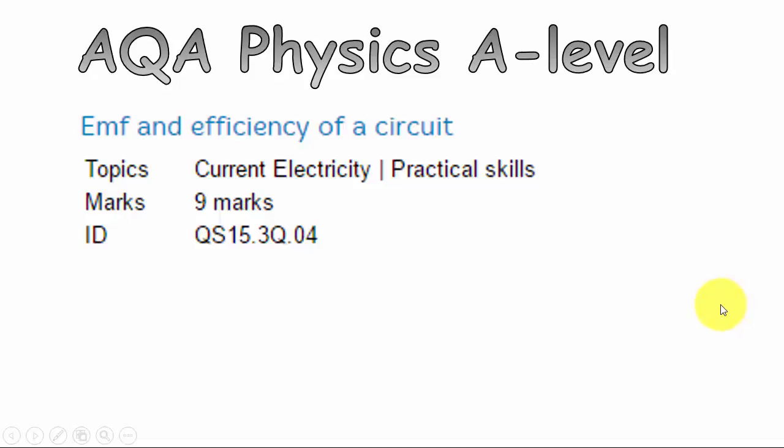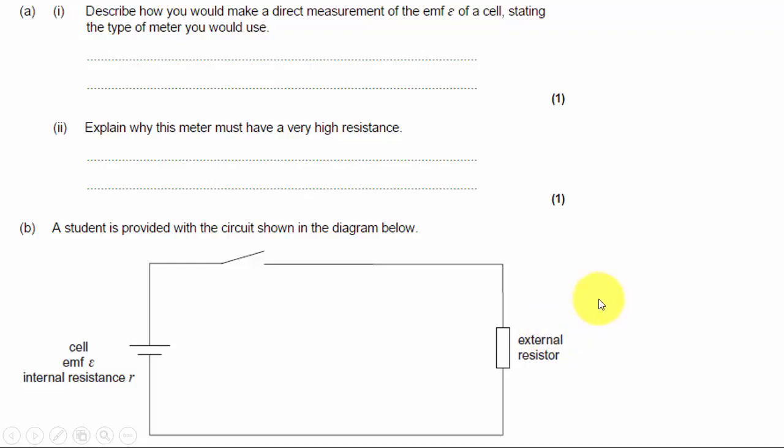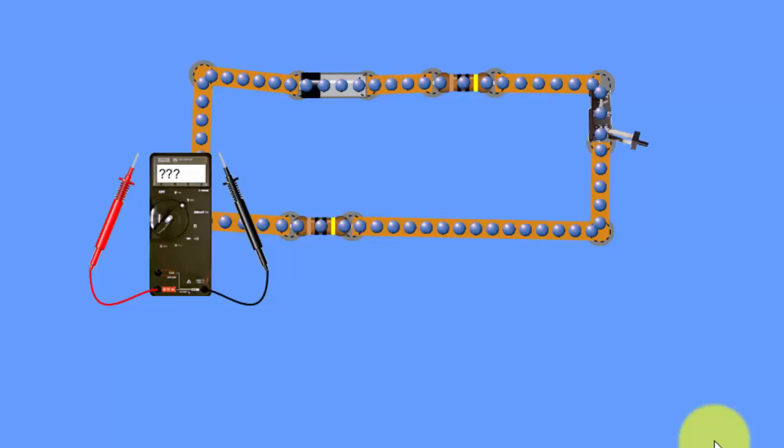Okay, welcome to another AQA Physics A-level question, this time on EMF and efficiency of a circuit. This is parts A and B of the question. Pause the video and read the question if you haven't already.